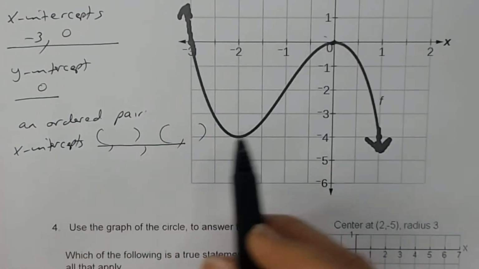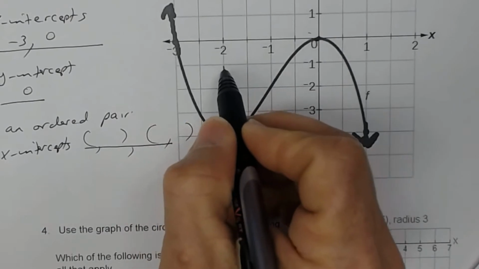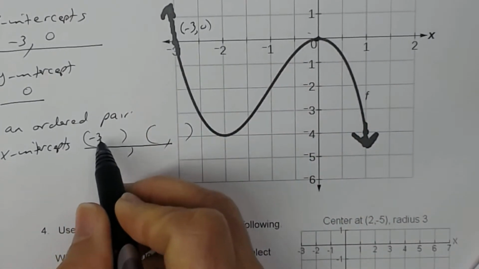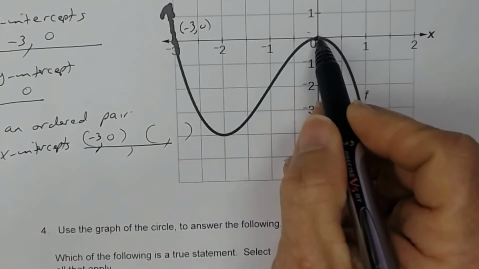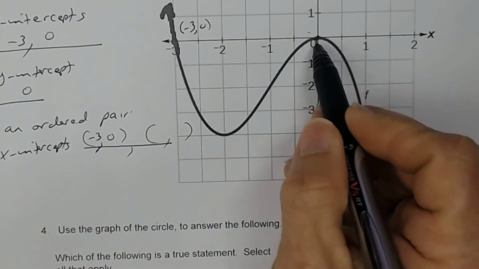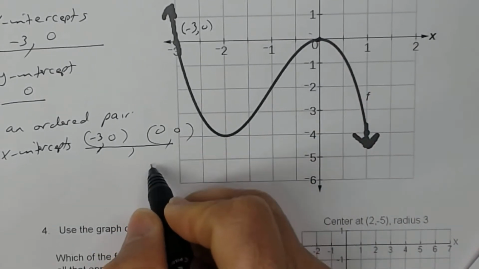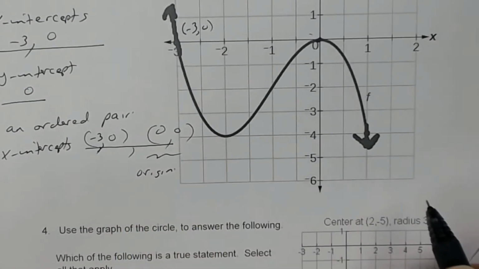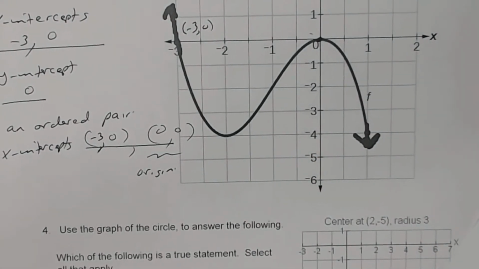So this first ordered pair, this one here. So again, you start at the origin, you go to the left, and that's -3, comma 0. And here, when we start at the origin, since I'm not going right, left, up or down, that means my point is 0, 0. That's your origin. So remember, 0, 0 is the origin. So that's where your point's located, the origin.